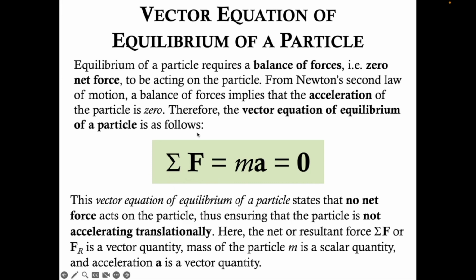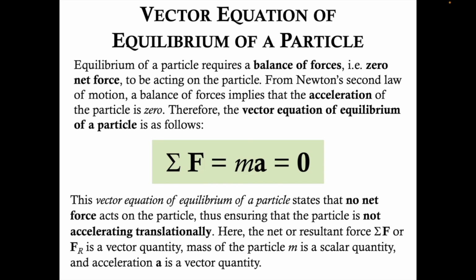So summation F is the total force, the net force or the resultant force, the summation of all forces acting on the particle, which as we know from Newton's second law of motion equals ma, mass times acceleration. That must all be equal to zero for us to have actual equilibrium of a particle.